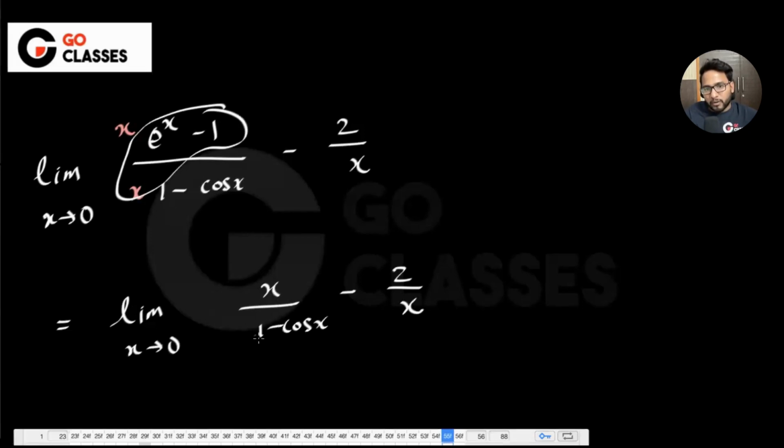Now, do you have any formula for (1 - cos x) upon x? I don't think there is any formula, right? Sin x upon x is a formula. Okay. So what to do now? Any idea? From here, how to proceed? Anyone?